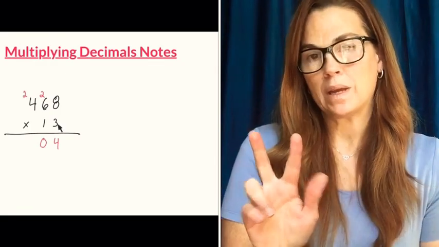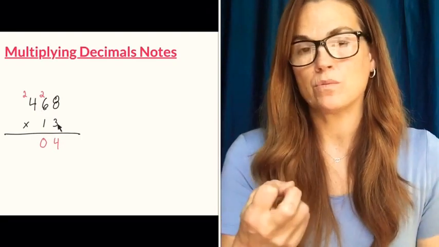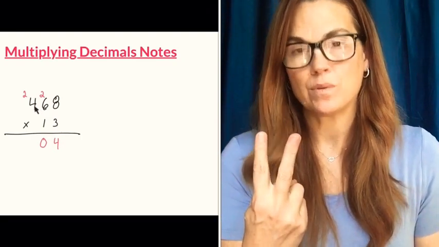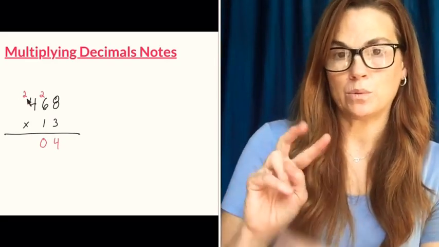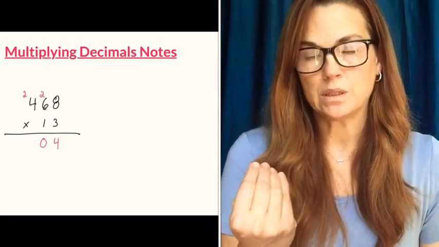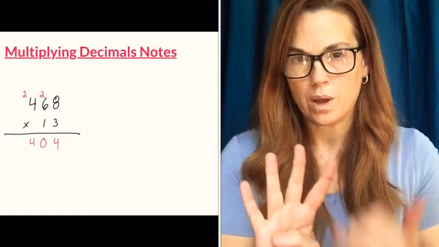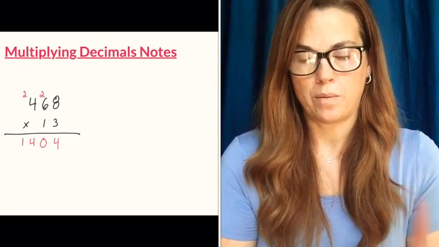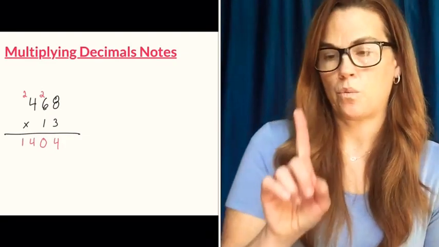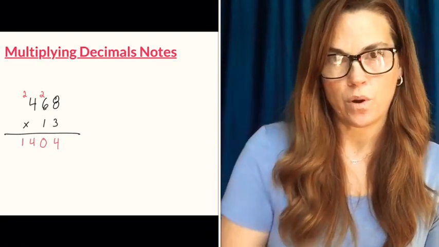And then I'm going to do 3 times 4. And 3 times 4 is 12, but then I have to add in this 2. So 12 plus 2 is 14. So I'd put the 4 down here, and I don't have a number to carry the 1 to, so I just put the 1 right here. So that's going to give me 1,404.